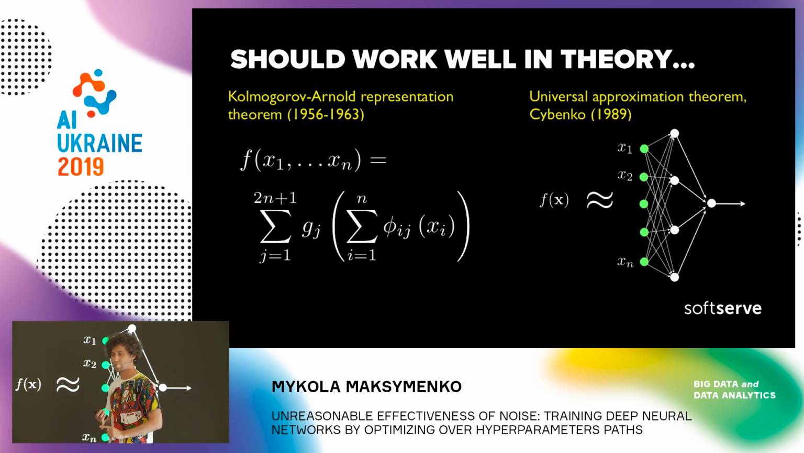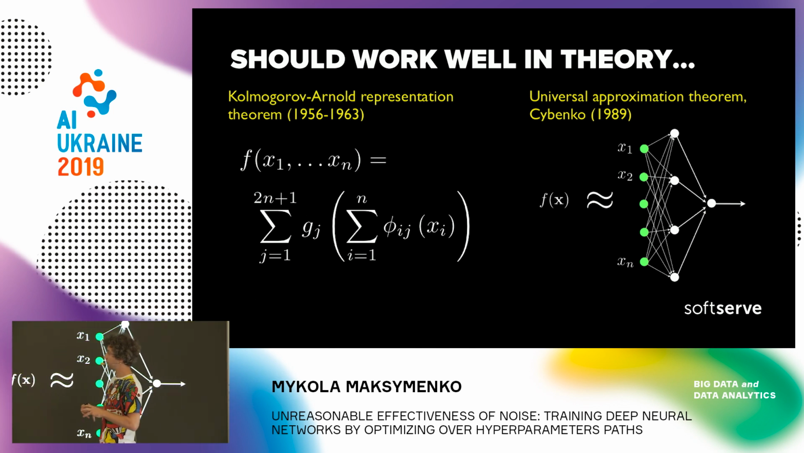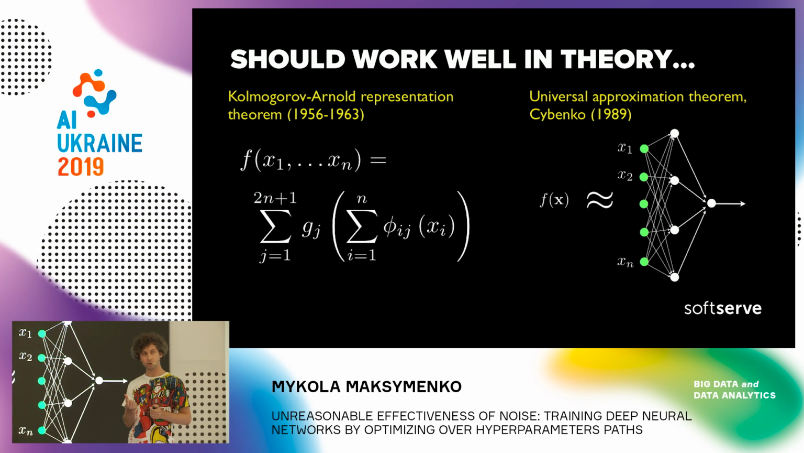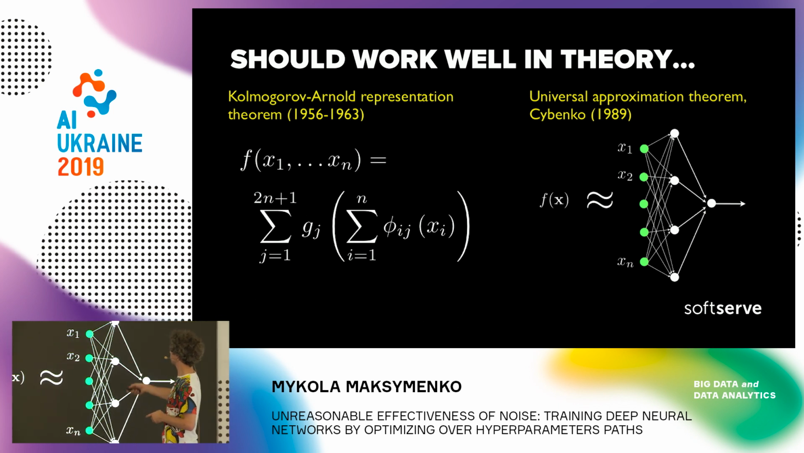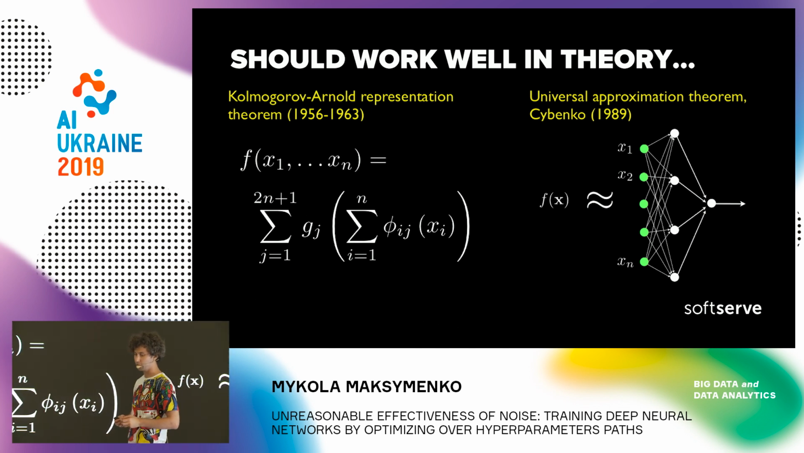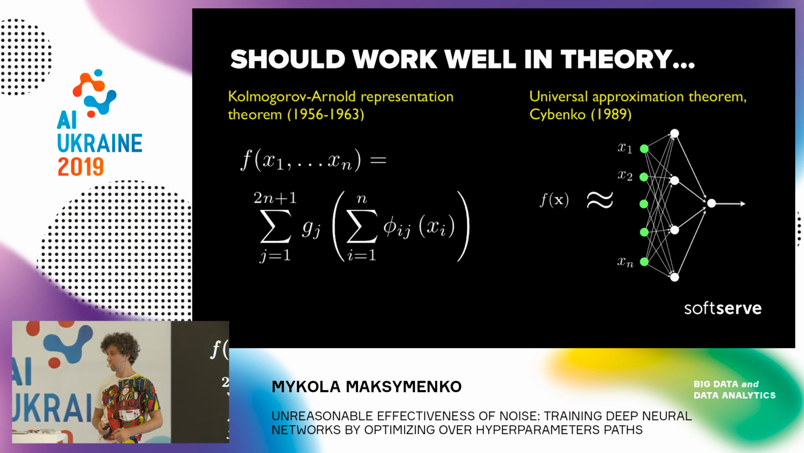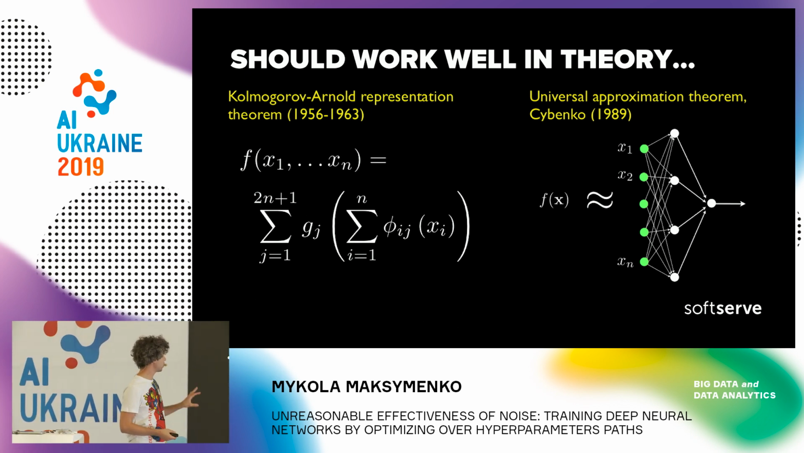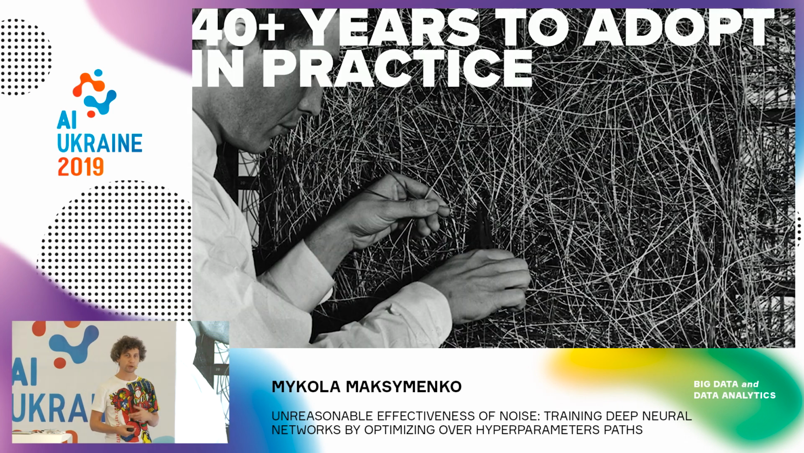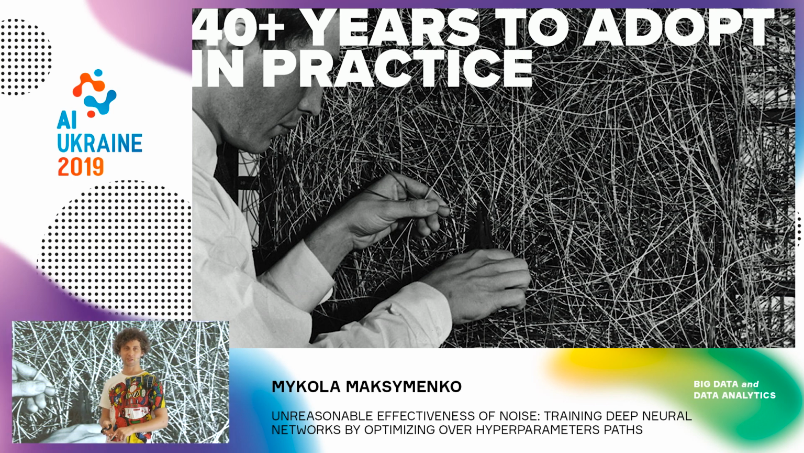So one was the Kolmogorov-Arnold theorem, which said that any complex function might be actually represented as a sum of single argument functions, and a universal approximation theory, which said that any complex function actually can be represented by a wide enough neural network. So that gave us a hope a while ago, and people were very much believing in these models, but it took another 40 years plus to actually get them into production.